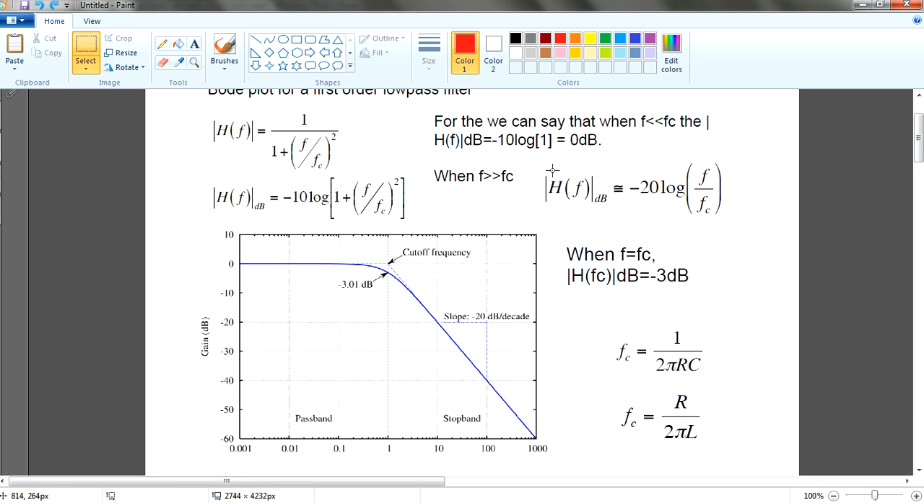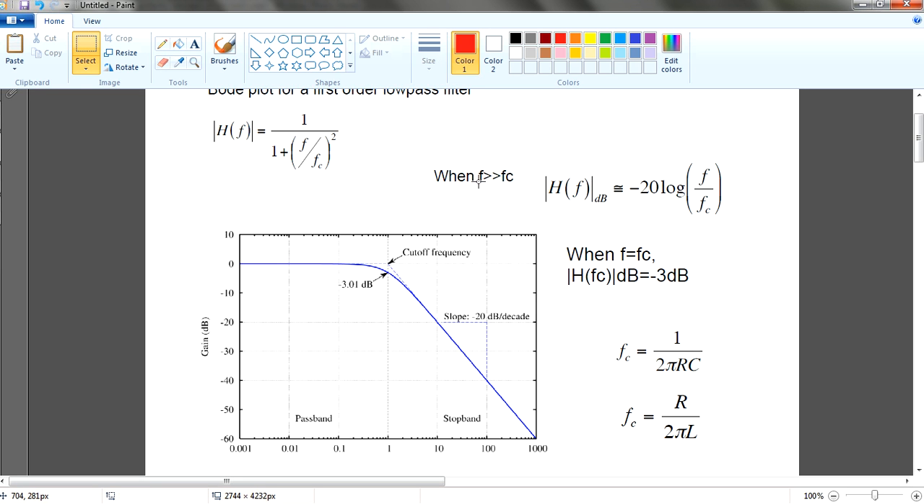So let's remove all these things. If your input frequency is much larger than your cutoff frequency, meaning you have a gain much more, say this is 1000 and this frequency is 10,000, then 10,000 divided by 1000 is 10, and you square it, so it will be 1 plus 100, 1 over 101.